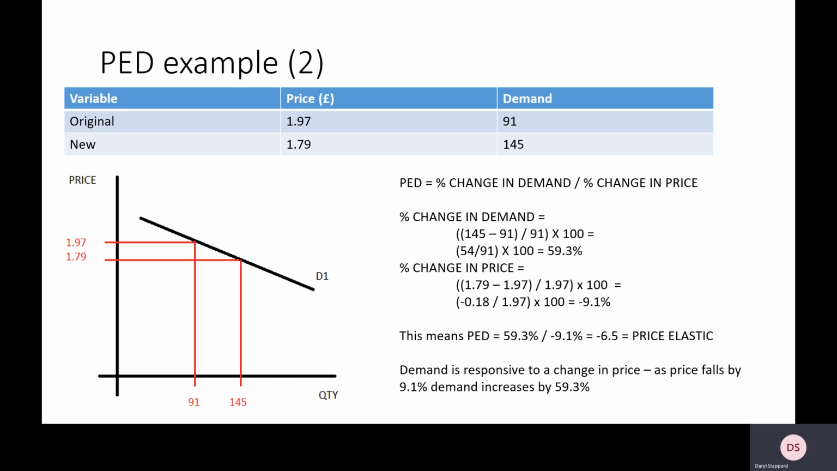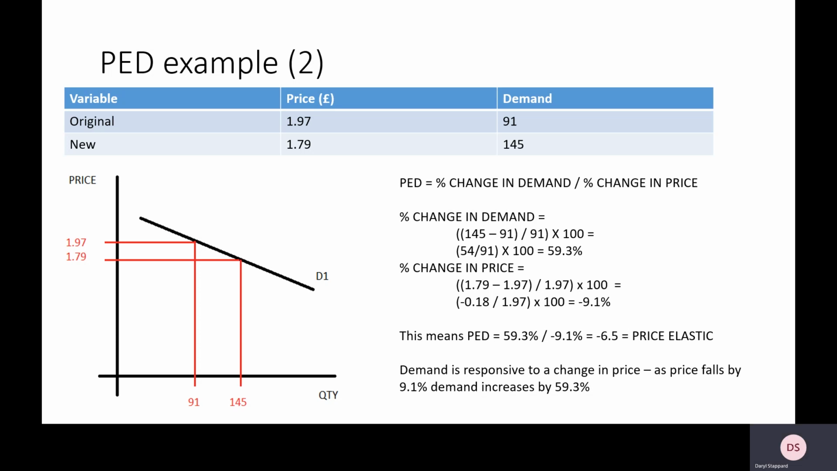So what we've got now is a business that this time is lowering their price. They've lowered the price from £1.97 down to £1.79. Now, as we do that, the demand increases from 91 to 145. So this drop in price has led to a significant change in demand. So we're going to have an elastic relationship this time.